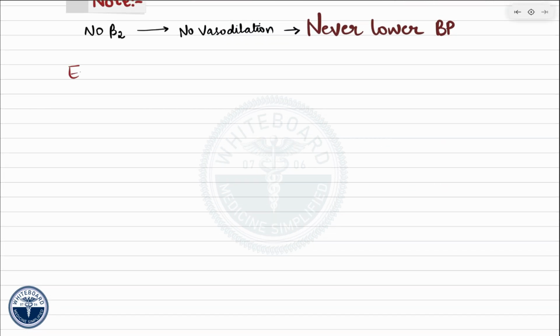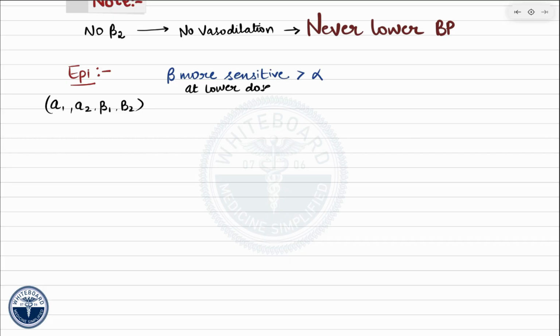Now let's move on to epinephrine. Unlike norepinephrine, which primarily stimulates alpha 1, alpha 2 and beta 1 receptors, epinephrine stimulates all four major adrenergic receptors, including beta 2. This makes the cardiovascular effects of epinephrine a little more complicated because the final response depends on the dose being administered. One more thing to remember, beta receptors are generally more sensitive to epinephrine than alpha receptors. Therefore, at lower concentrations, beta effects tend to predominate, while at higher concentrations, alpha effects become increasingly important.